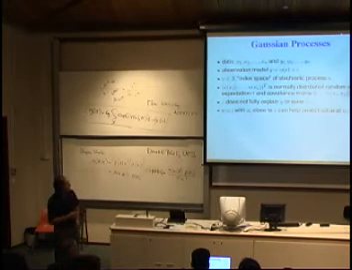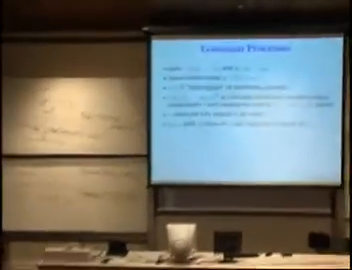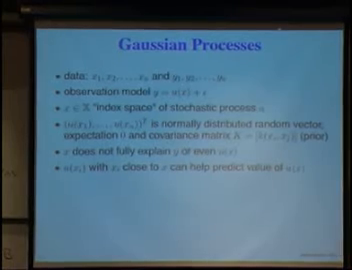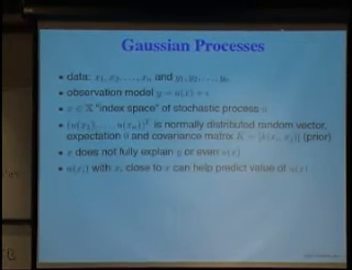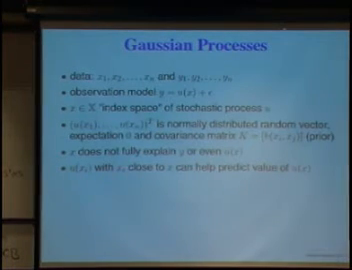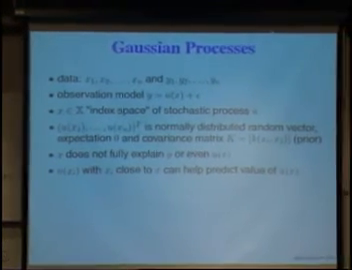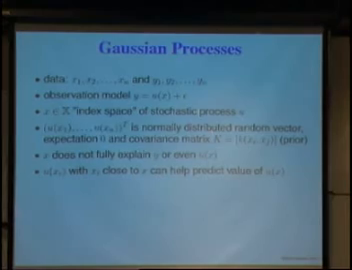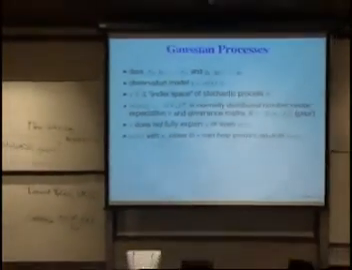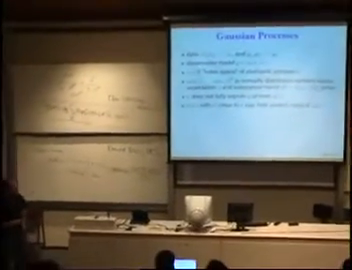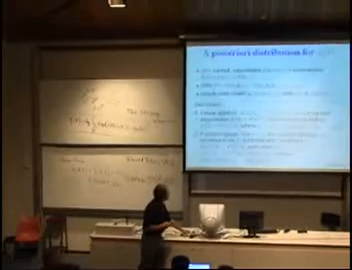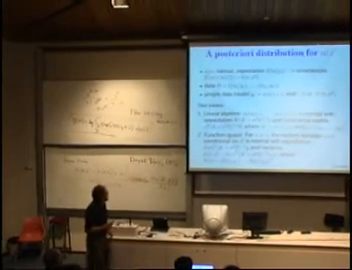The point I made before is that x does not fully explain y or even u of x. So at each point we have a distribution for our u of x. And the other point is that with xi close to x, because points which are close to each other are highly correlated, we can predict close by values. So this is a very quick, short introduction to Gaussian processes.